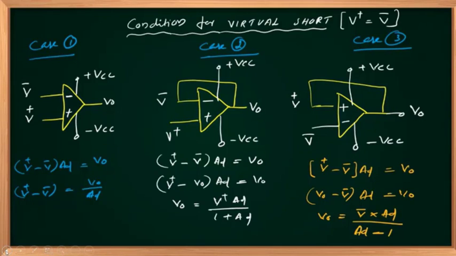Right. So in your op-amp circuits, you have three different classes of connections. Let us mark it as case 1, case 2, and case 3. Case 1 is an open loop condition.